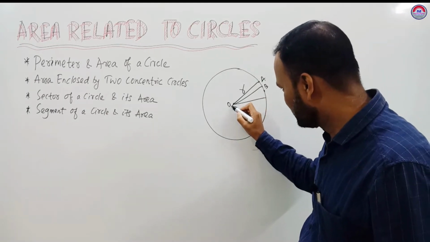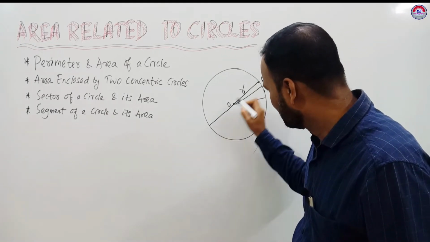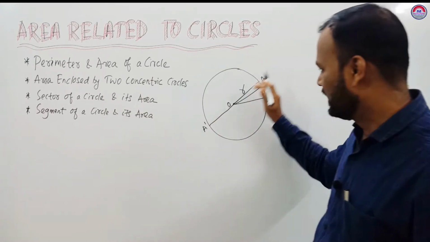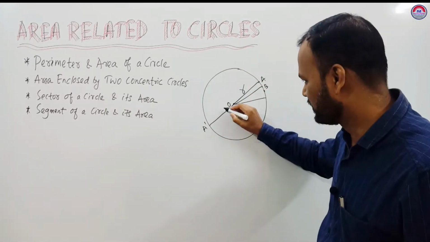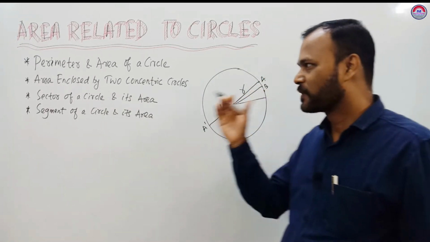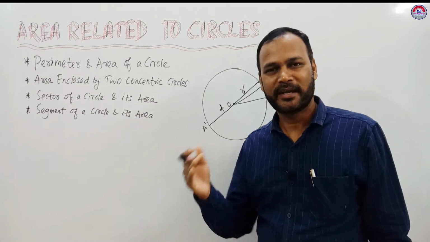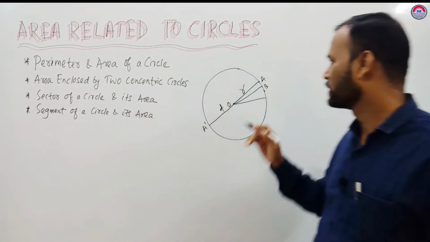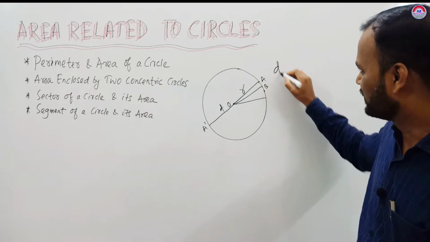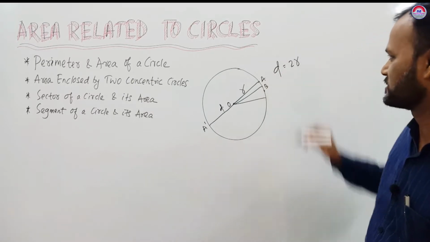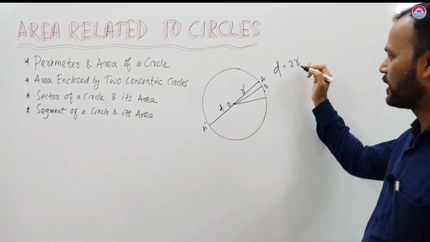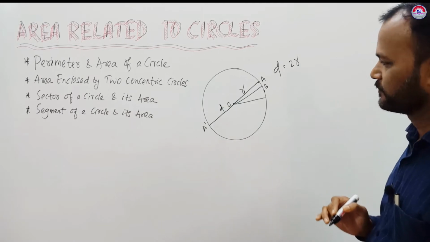Radius. If you extend the radius, then let it be A dash. A dash is diameter. So now, you see what is the relation between a diameter and radius? So here you see diameter is twice of radius.